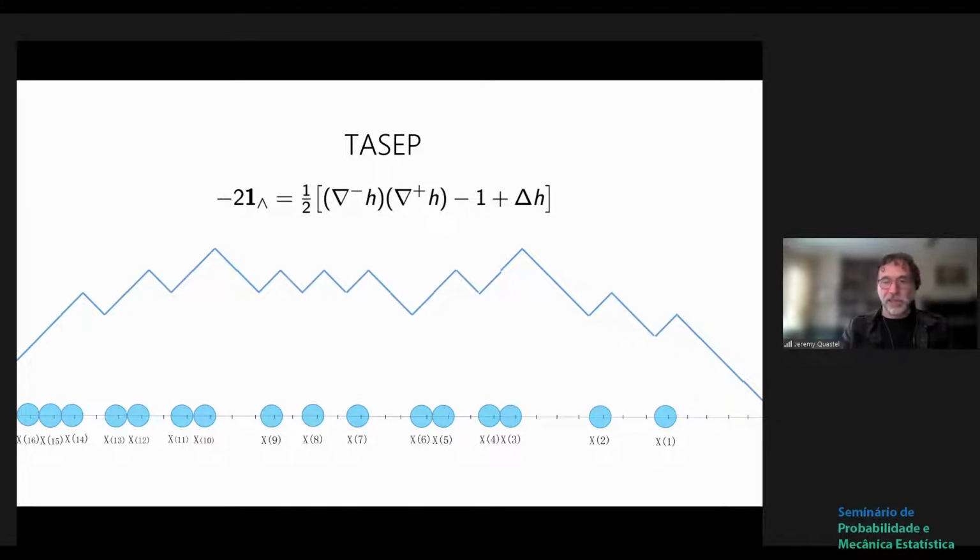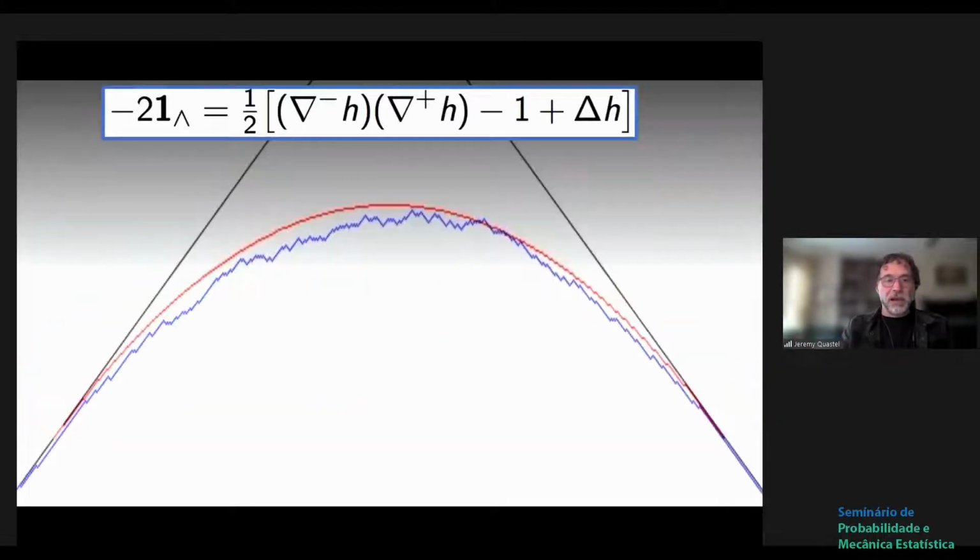And if you look at it on a large scale, it's about the same. But here it is. And we're interested in the blue thing, which looks like a parabola with some noise on top, and that's this Airy 2 process, the difference.